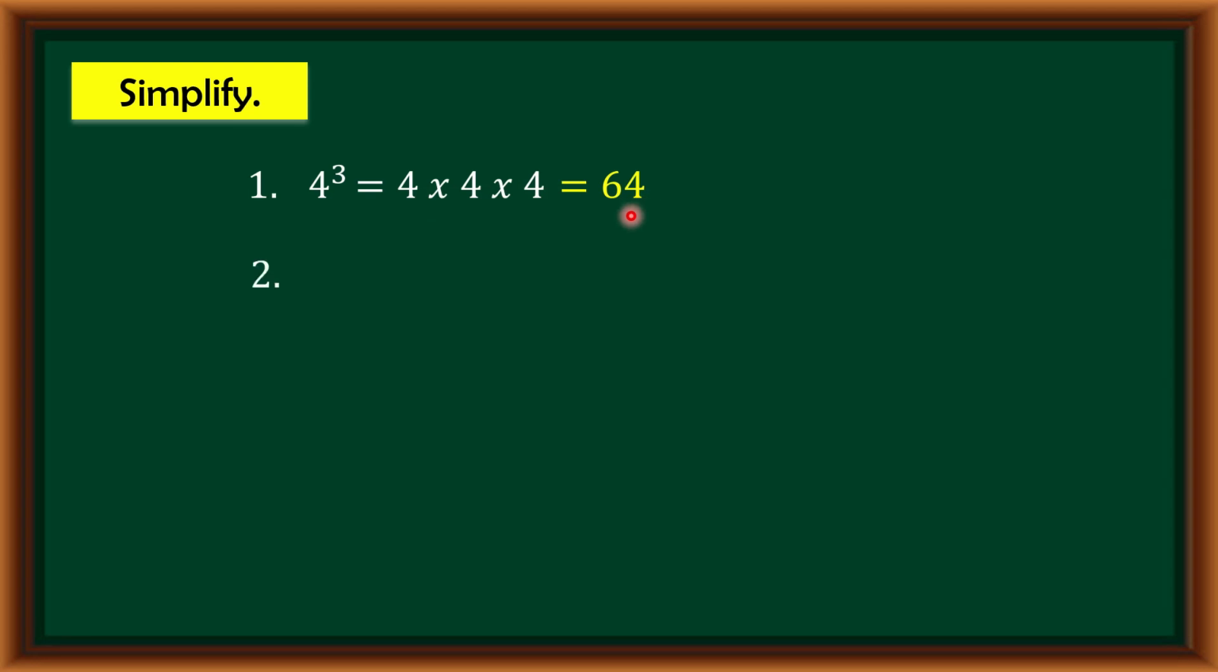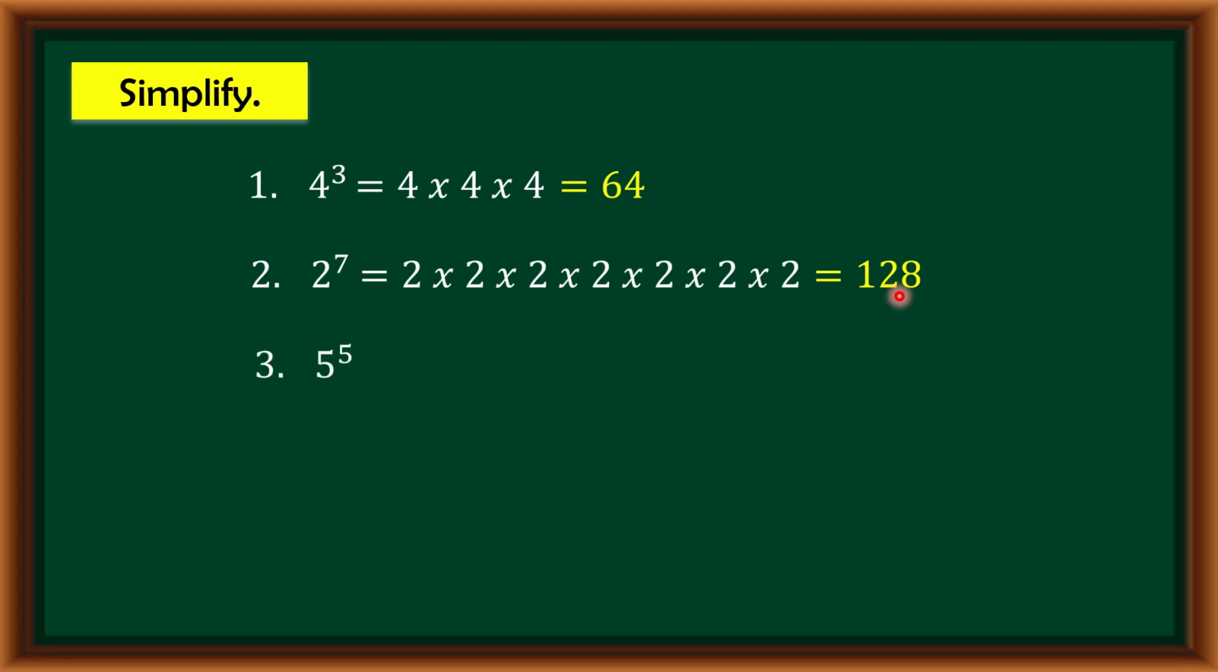Next, number 2, we have 2 raised to 7. So it means we will multiply 2 to itself 7 times. So we have 2 times 2 times 2 times 2 times 2 times 2 and times 2, in which we have here seven 2's. And the product of this one is equal to 128. Example number 3, we have 5 to the 5th power.